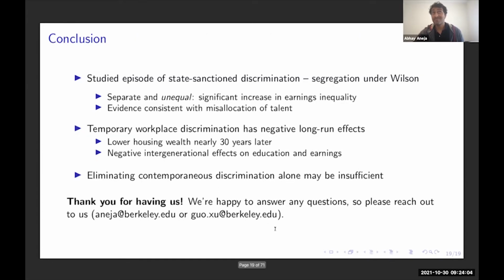And so I'll stop there. I hope I haven't run over. Again, our goal here was to try and get some traction on what the effects of state-sponsored discrimination were, and so we think this provides some evidence that the government is perhaps responsible for some of the effects that persisted even into the next generation.